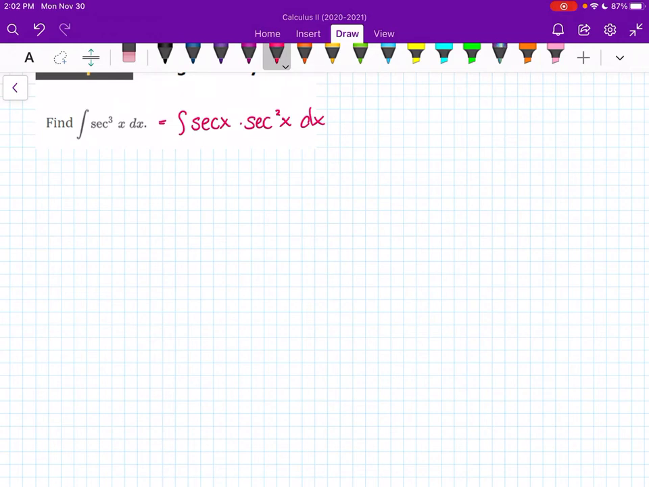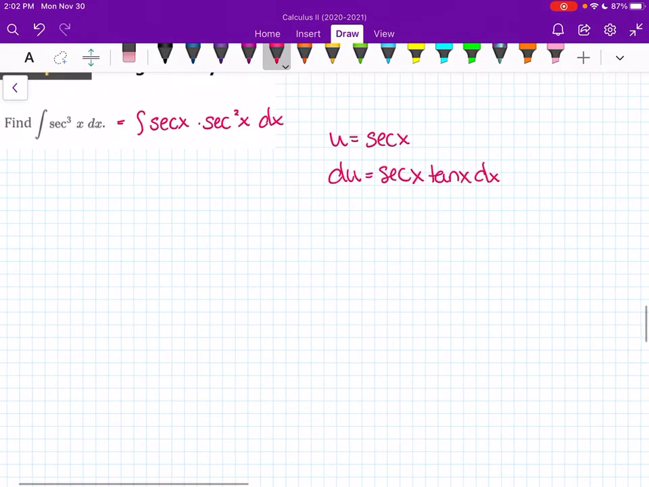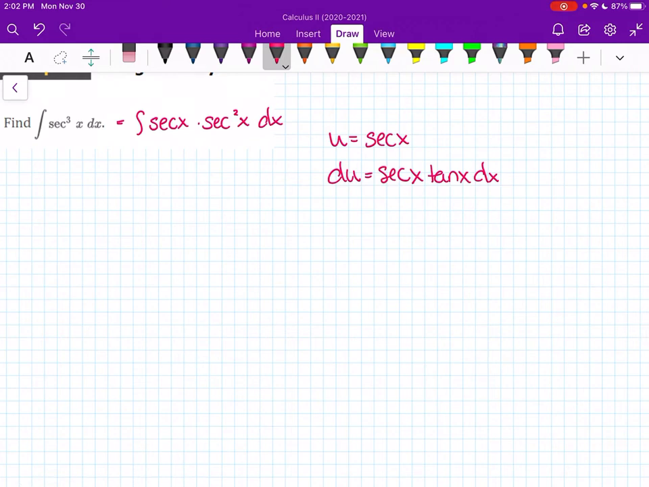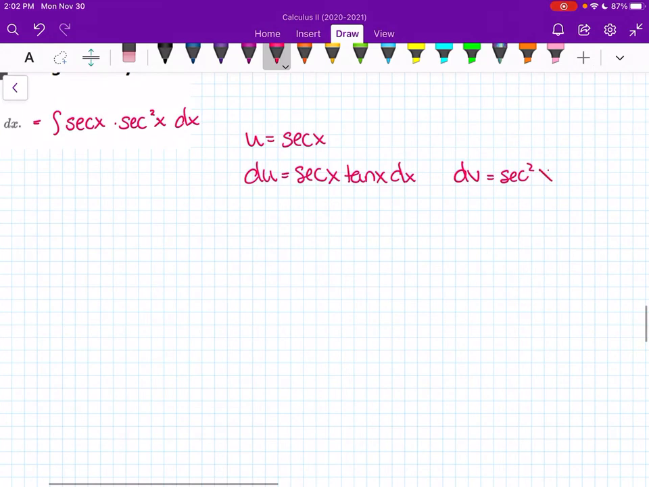So if I let u equal secant of x, then du is going to equal secant x tan x dx. And I don't expect you to have that memorized. You can look that up on your cheat sheet, but eventually you probably will have it memorized because we are going to be doing a lot with secants and tangents. So it is helpful to know the derivatives and integrals of those. So then dv, I'm going to let be secant squared x dx. So then v is going to be tangent of x.